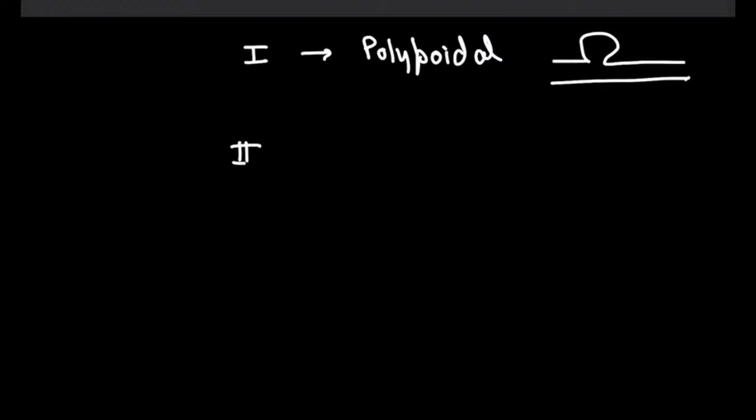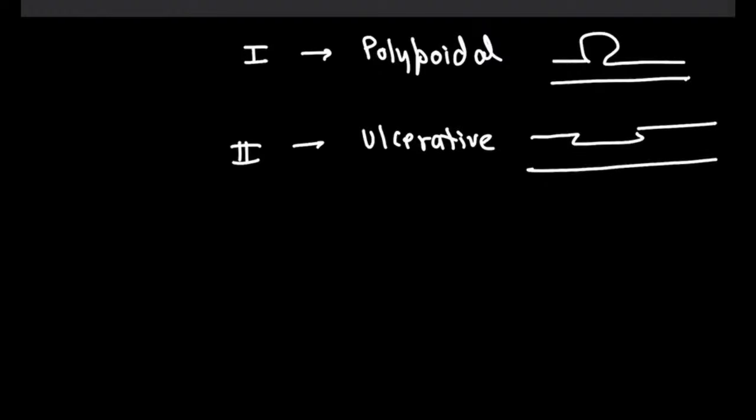In type 2, what is happening? It is ulcerative. There is an ulcer type formation over here. So in the stomach, if you have a lesion which is leading to formation of an ulcer, it is called Bollmann's type 2. In Bollmann's type 3, what is happening? It is what is referred to as ulceroproliferative.